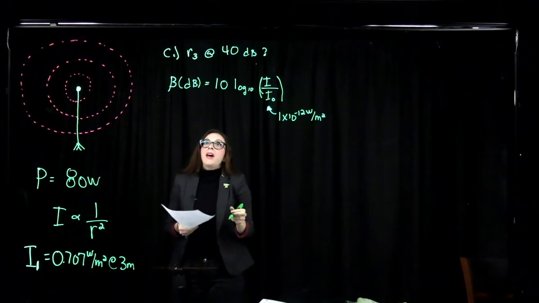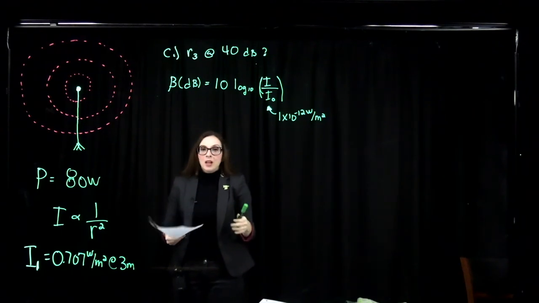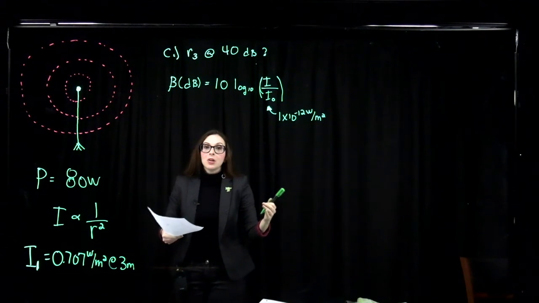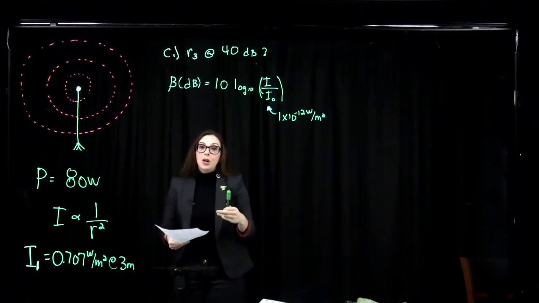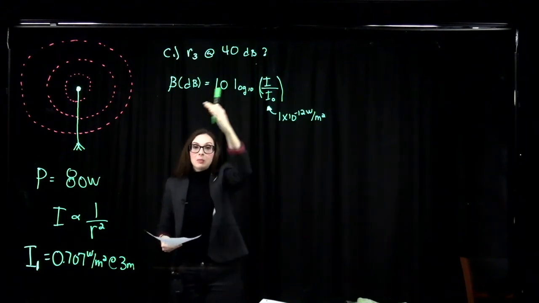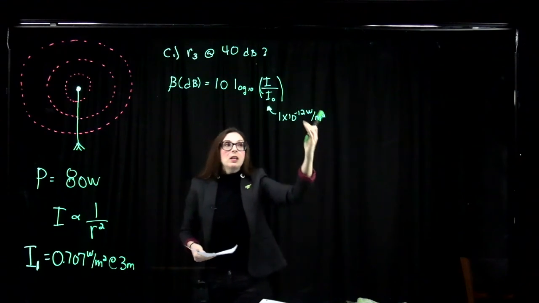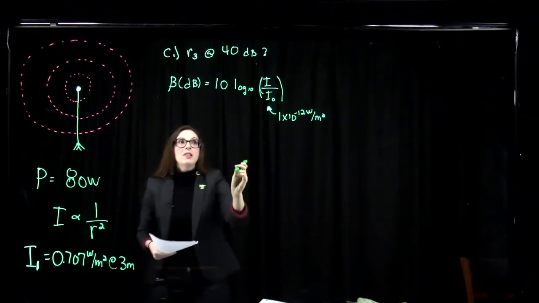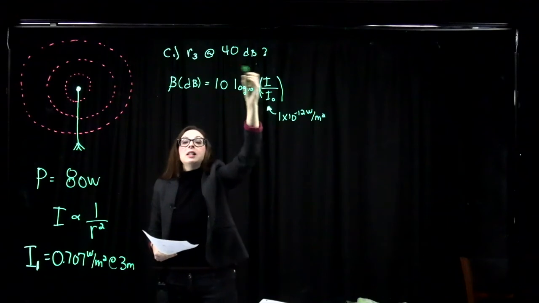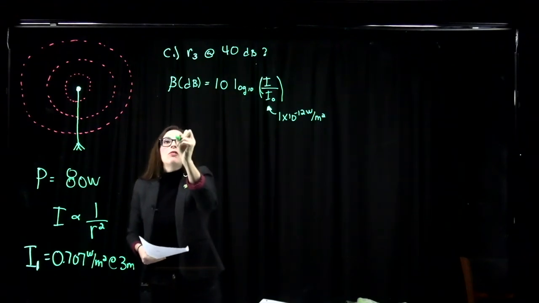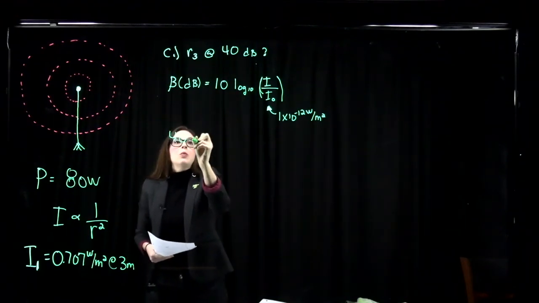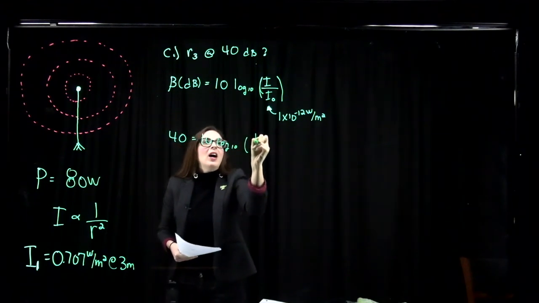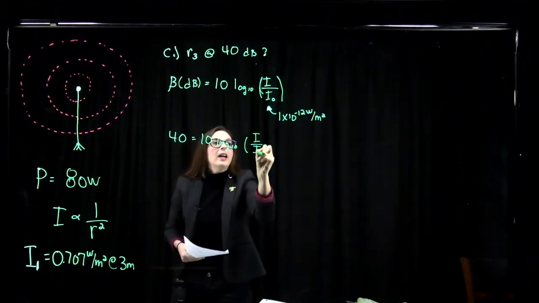So in order to get the distance at which we have a sound intensity level of 40 decibels, the first thing we want to do is convert from decibels to intensity in watts per meter squared. And this equation lets us do that. Okay, so we've got our intensity level in decibels. We've got 40 decibels equals 10 log 10 of I over I naught.